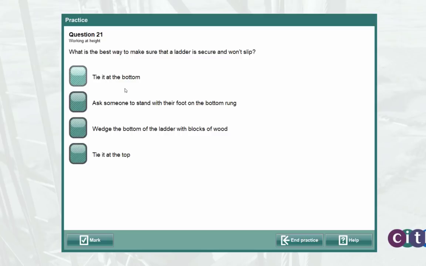What is the best way to make sure that a ladder is secure and won't slip? Tie it at the bottom. Ask someone to stand with their foot on the bottom rung. Wedge the bottom of the ladder with blocks of wood. Tie it at the top.